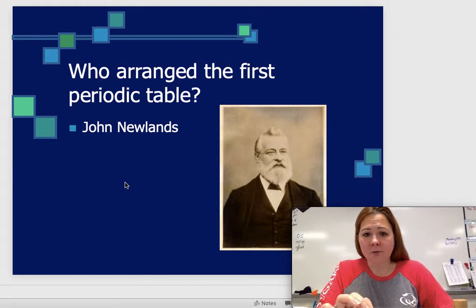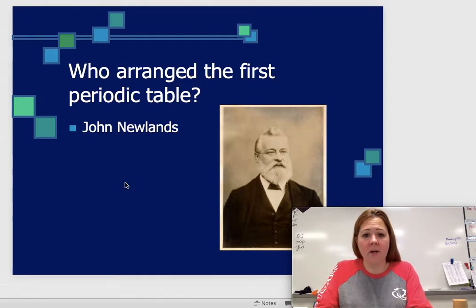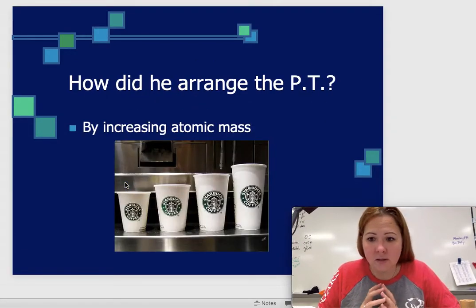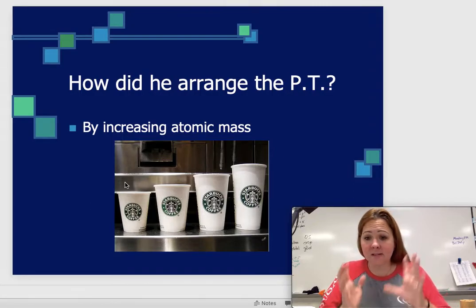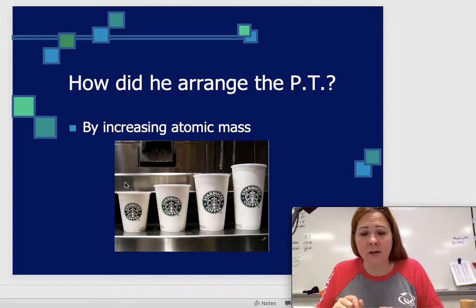So the first person that really gets credit for doing anything on the periodic table, his name is John Newland. Again, he's not even on your test, so you don't have to worry about him. But John Newland was the first one that really started to realize that there are patterns with the elements. So what he did first was, we knew about the atomic mass. The atomic mass at that time was a whole number. It didn't have any isotopes. Those hadn't been discovered yet.